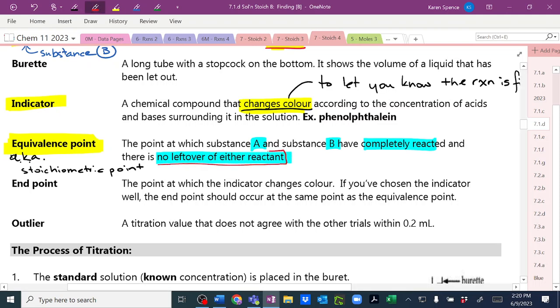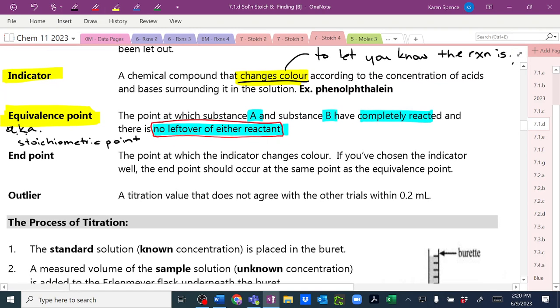That's our equivalence point. I didn't do this with the other class. I need to do that on Monday. I'm like, what happened? Where did this go?